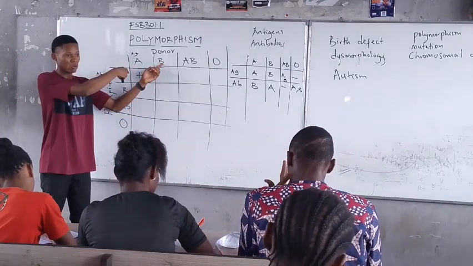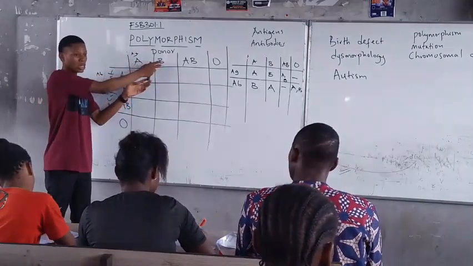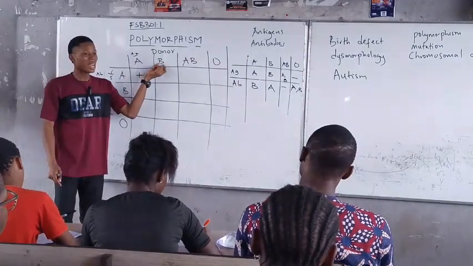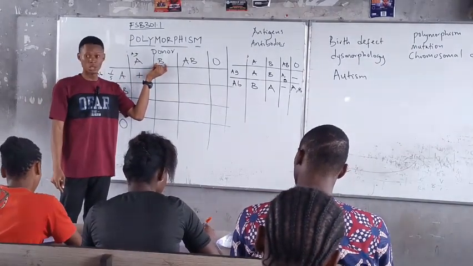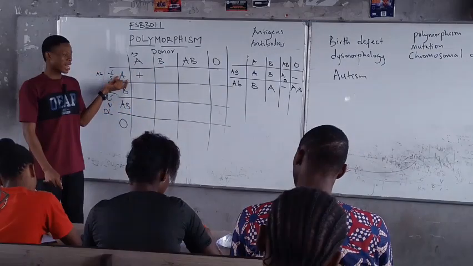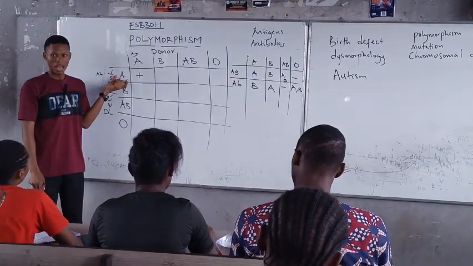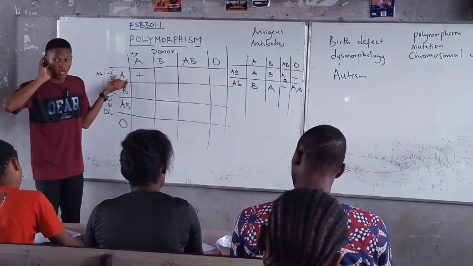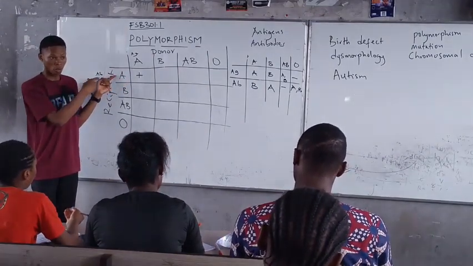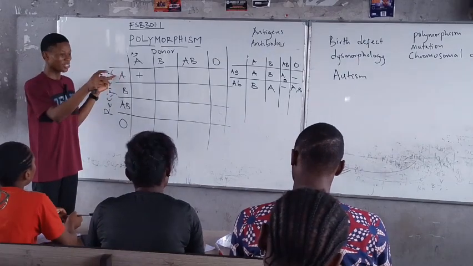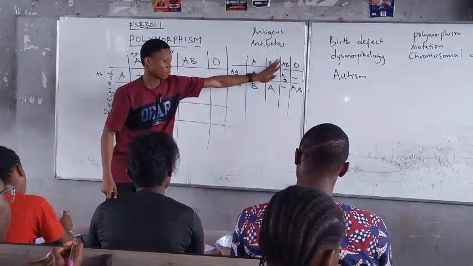It's the same principle, right? So if you don't understand, look at the next one now. What antigen is found here? B, right? Antigen B. What antibody is found here? Do you know how we got here as antibody B? You joined late. Now look at this.